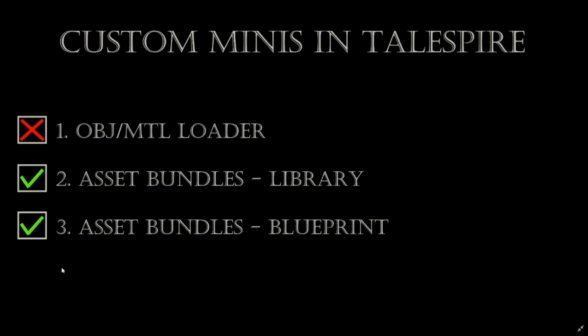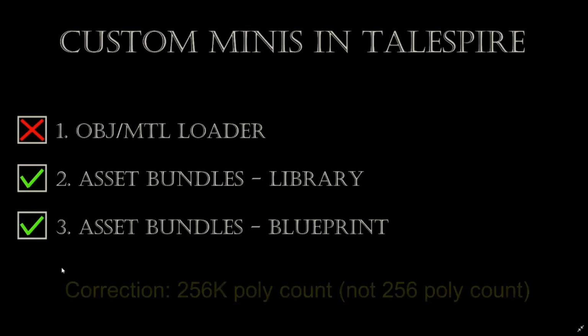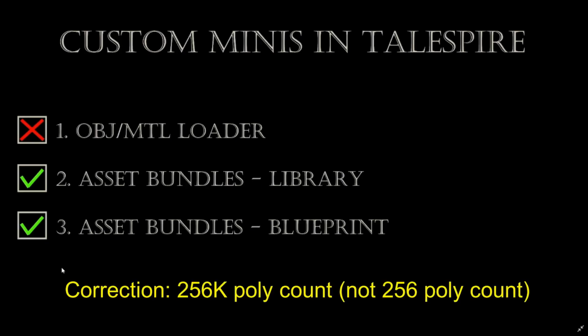And the last thing that I will note is Calp, due to Unity and Talespire, has a limitation of 256K poly count. Now, that's way beyond what you should be using anyways. Most Talespire assets should be around 6 to 12 or 6 to 16K poly. That's basically the number of vertices or faces that your asset has. So the 256K limit is a high one compared to what your assets should normally be.